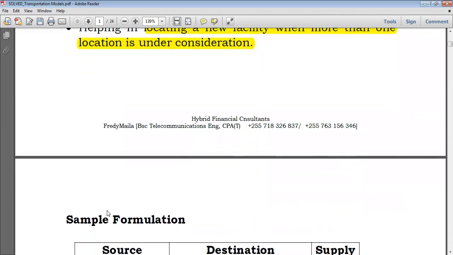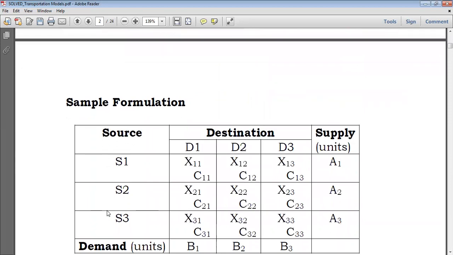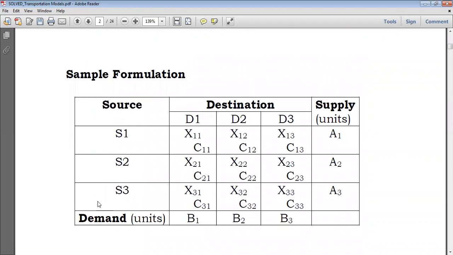Now, before going further, you have to know that whenever you are dealing with a transportation problem, you will usually form a table of this form. So that's why I decided to put a sample formulation before anything. As we see here, this is a sample formulation of the transportation problem. When you formulate the problem, you usually put it in the matrix format like this. So these are your sources. You have source 1, and then we'll have source 2, and lastly we'll have source 3.